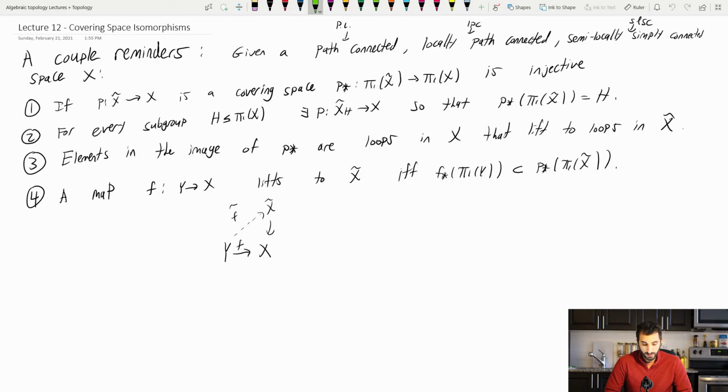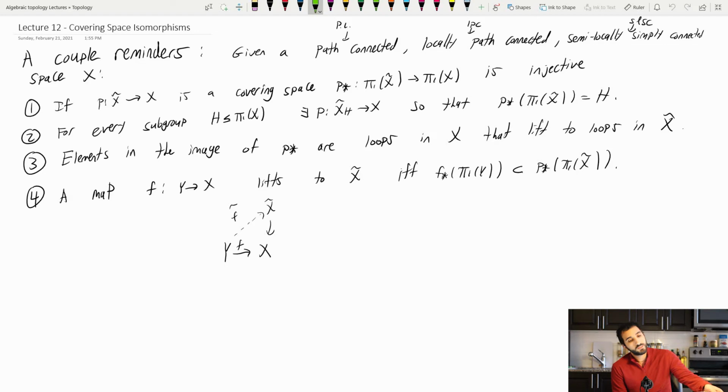Now, what are elements in the image of P star, where P is a covering map? It's the loops in X that lift to loops in the covering space. Remember, a loop can lift to a loop, or a loop can lift to a path. So the ones that end up in the image of the fundamental group are the ones that lift to loops. And finally, there's this lifting criterion for covering spaces. It says that a map from an arbitrary topological space Y to our space X lifts to X twiddle if the induced map on fundamental groups lands inside the image of that covering space's induced map on fundamental groups.